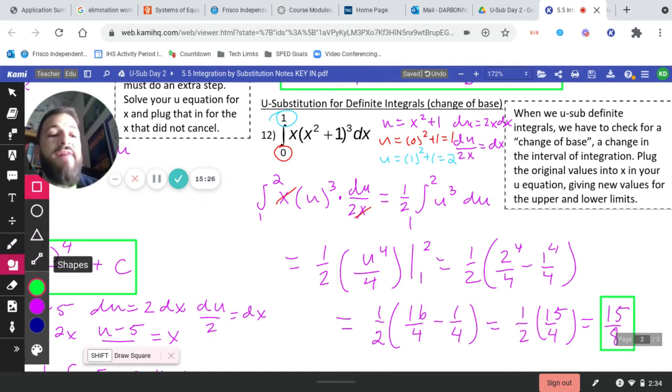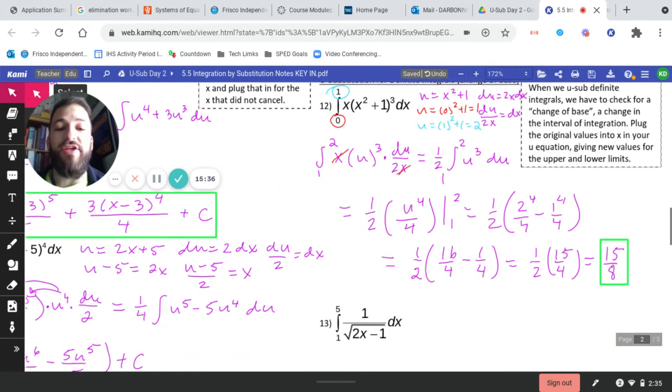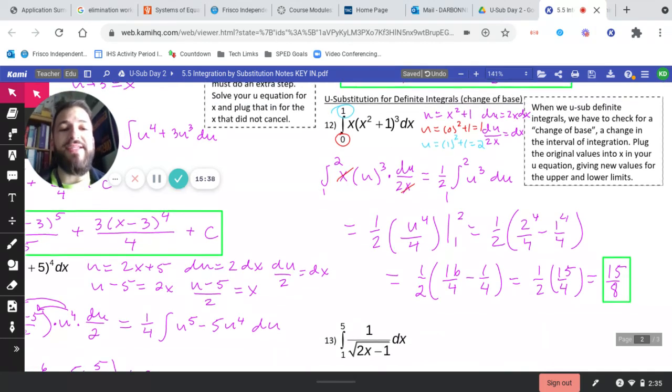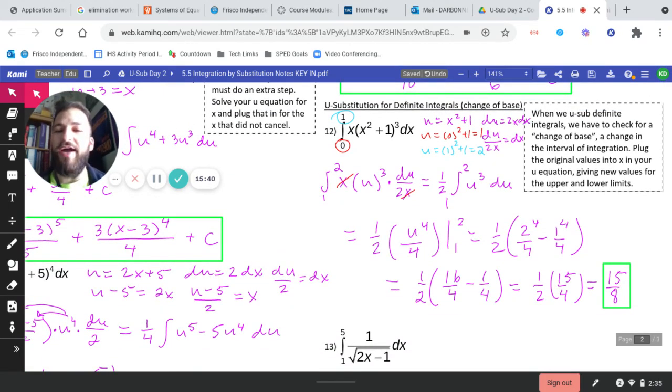So even though you have to do some extra work up at the front where you do that change of base step, it makes it a little easier in the fundamental steps towards the end because you don't have to plug in as much nasty grossness to simplify out your answer. Okay, so that is U substitution with a change of base.